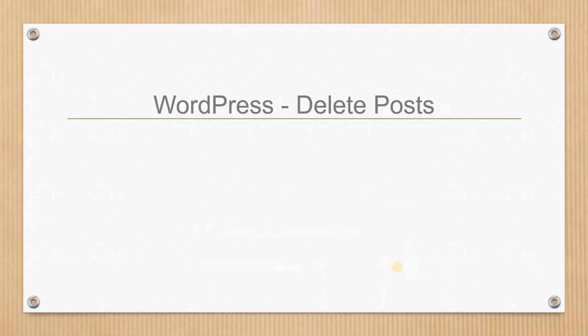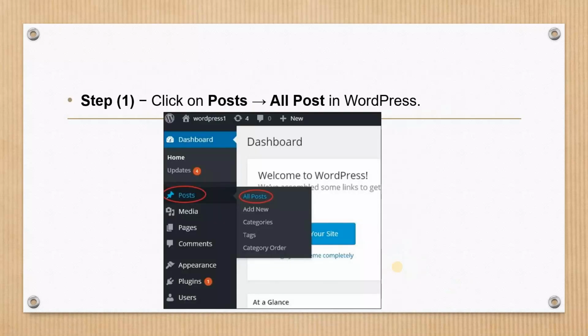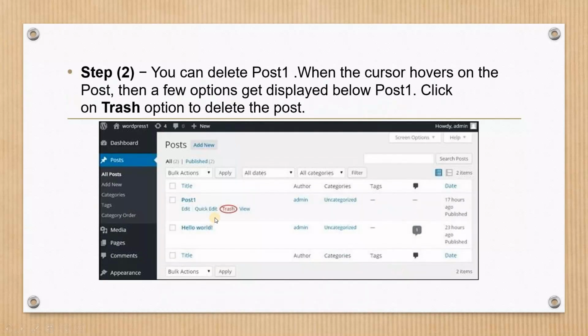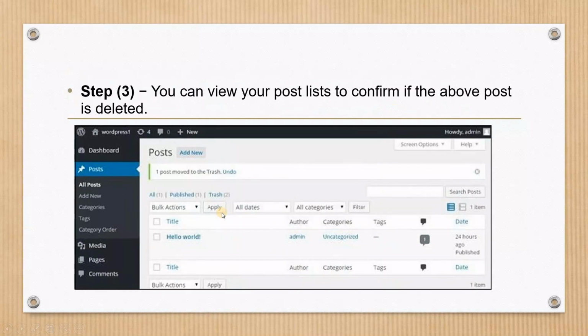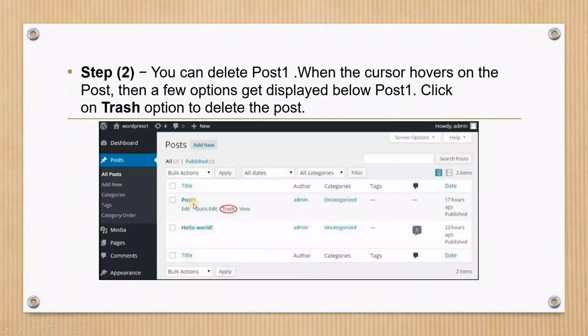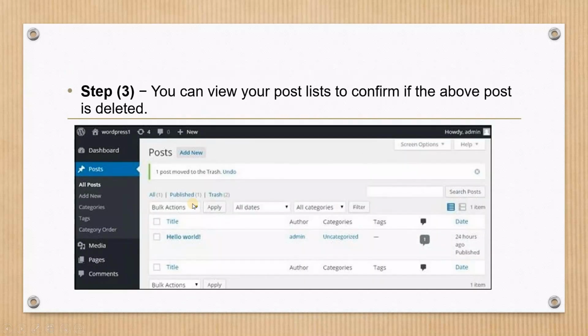Next we have delete post. As I told, we have a link of trash under the post, so by this you can simply delete this post. By the view link you can view your post on the browser, so you can view your post list to confirm if the post is deleted or not. If I click on post, you can see that the particular post, that is post 1, has been deleted.